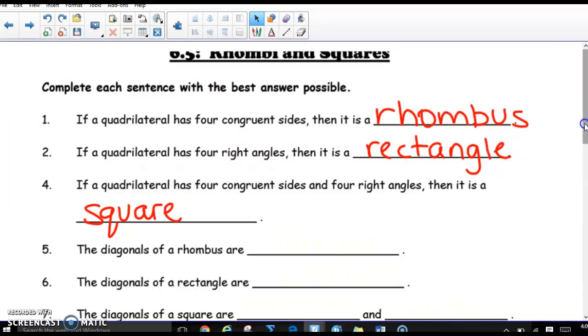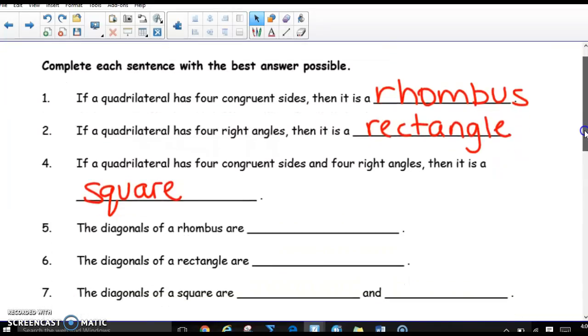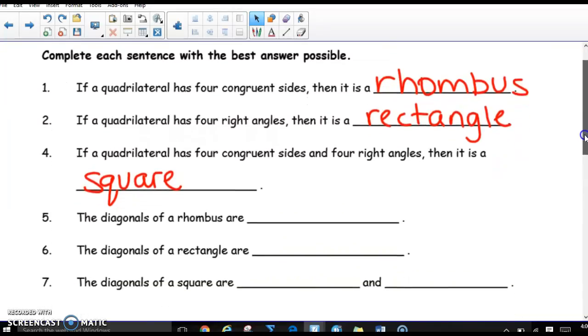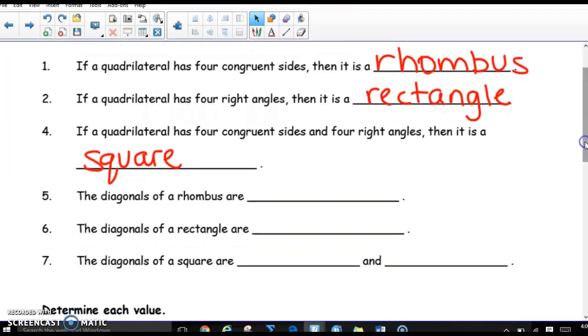So 1, 2, and 4, these are the only answers possible. If you have something else, it's incorrect. If you're not sure why, stop this and see if you can get some help. For 5, 6, and 7, there are going to be multiple answers that we can have. See if you can come up with what would be some possible answers.